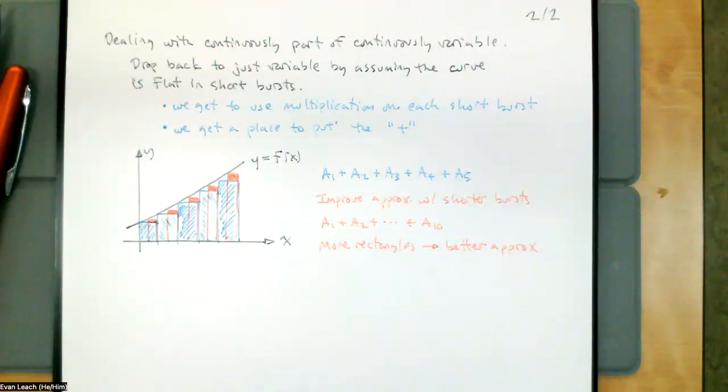More rectangles means a better approximation. Now we have to think about what calculus has to say about this improvement. How can we improve this? If we use more rectangles, we get an improvement. So how many rectangles should we use? Infinitely many rectangles.